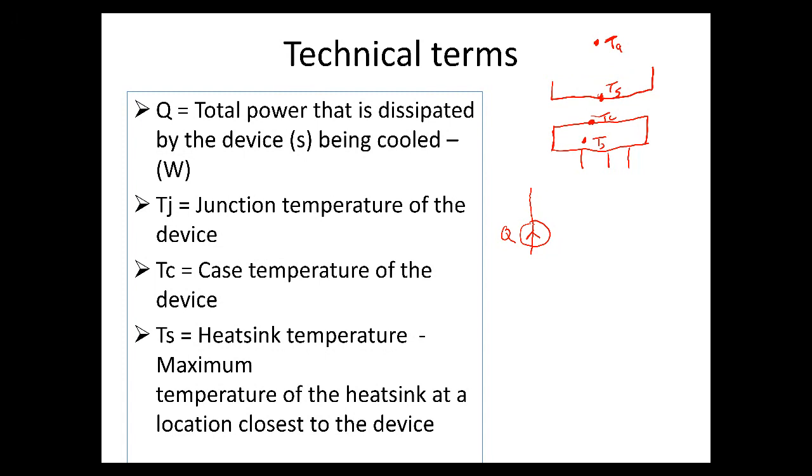Then now you're going to attach that heat sink to the case. So the heat is now going to move from the case to the sink. Right? So junction to the case, then it's going to move to the sink. And from the sink, it then goes into the ambient. All right? So that is how the heat is going to be flowing through your device.